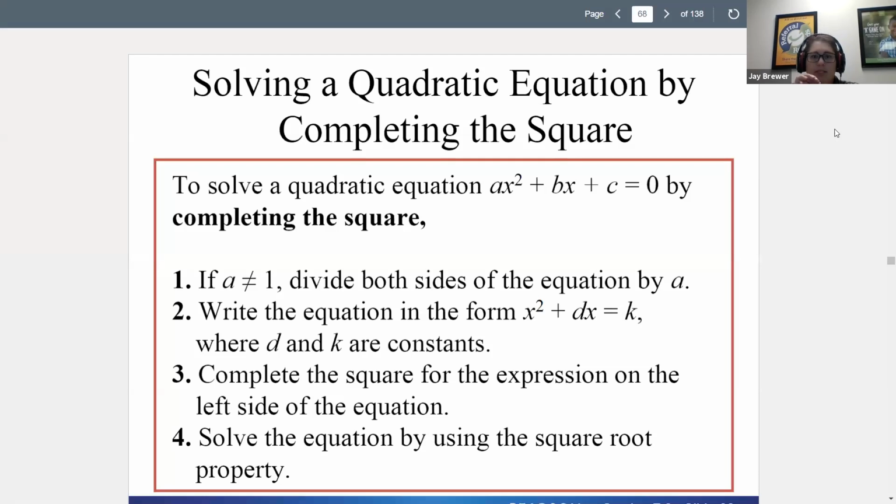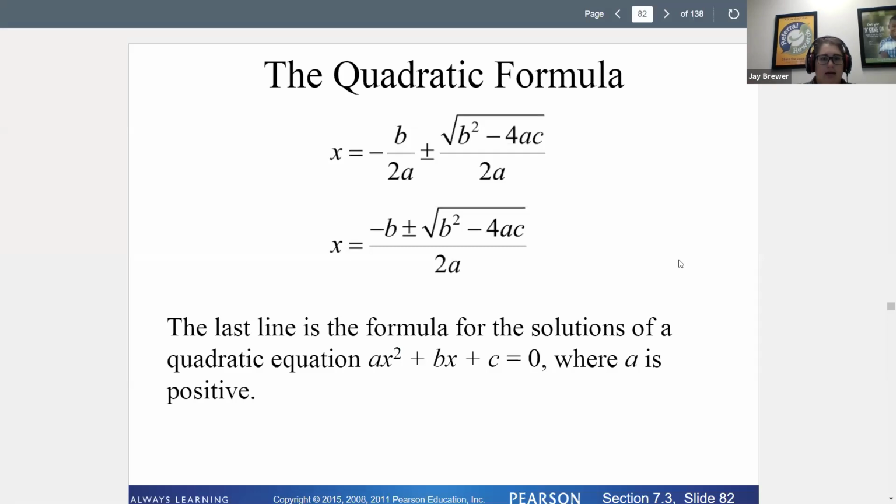If anyone wants the actual steps to completing the square, you can write them down here. I kind of like my simplistic way of explaining it, but if you would like the actual steps, you can write them out. They're definitely more complexly written than the way I taught you it. You can go ahead and write that one down.